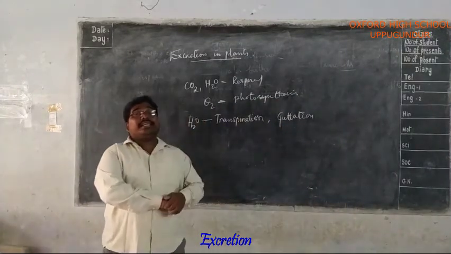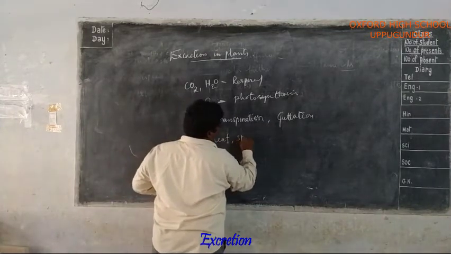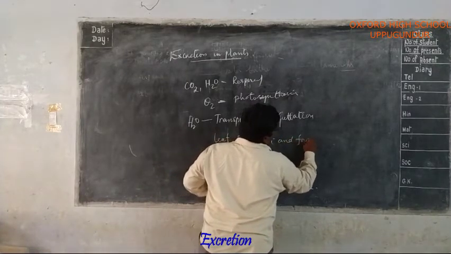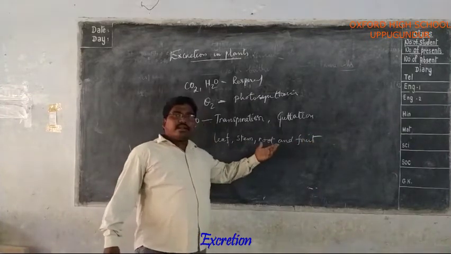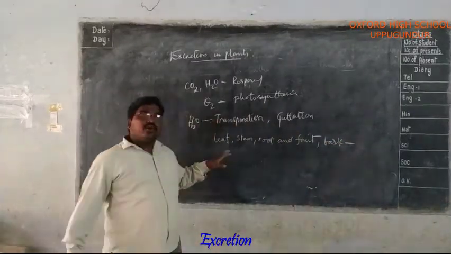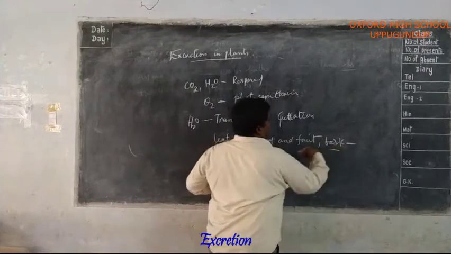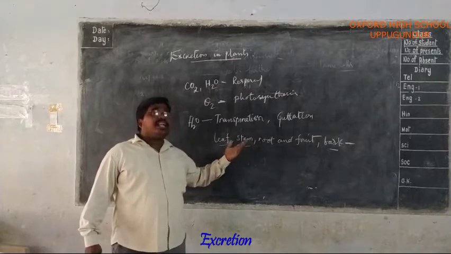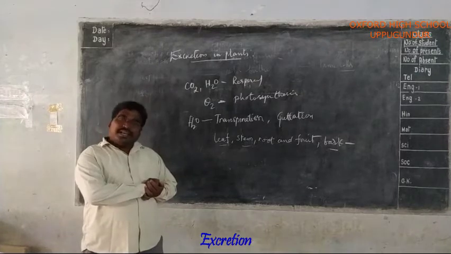Plants store the waste materials in their body parts like leaf, stem, root, and fruit. Okay, plants store their waste materials in the leaf, stem, and bark, especially these three. So when the dead leaves, the barks, and the ripened fruits fall off from the tree, the plant can get rid of these waste materials, the nitrogenous waste materials.